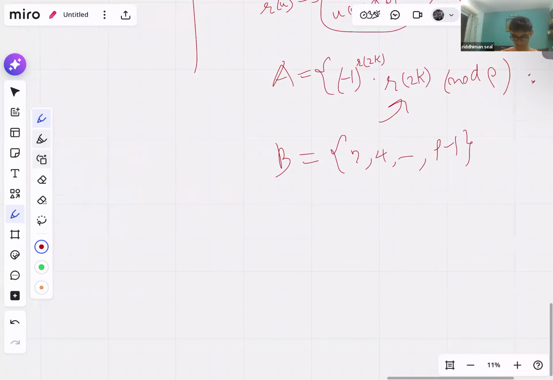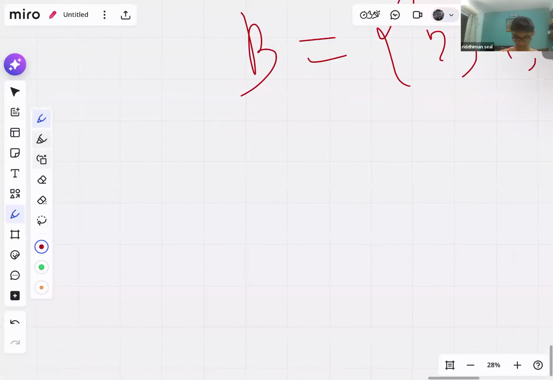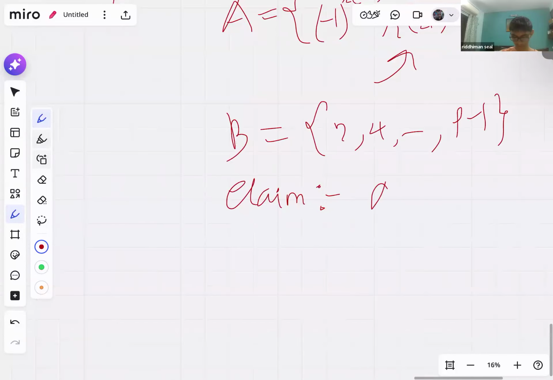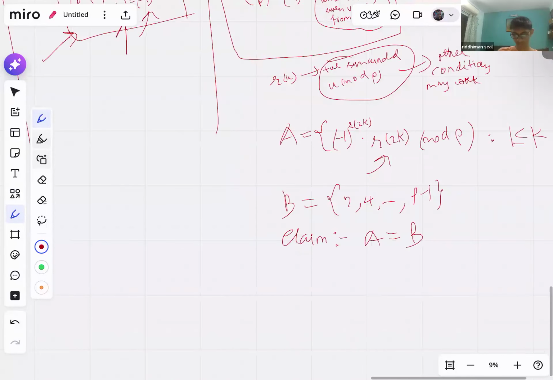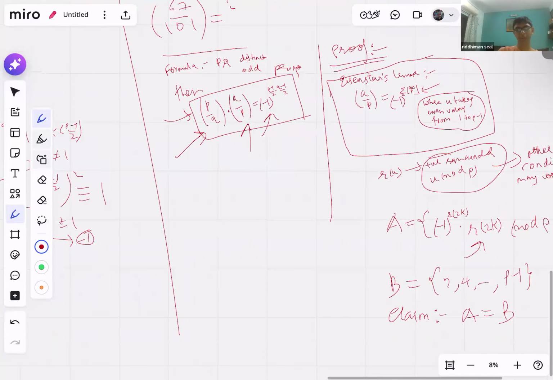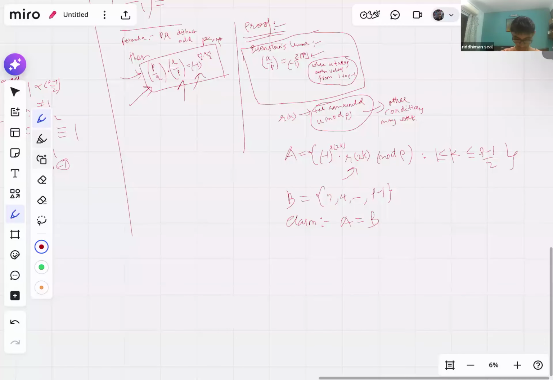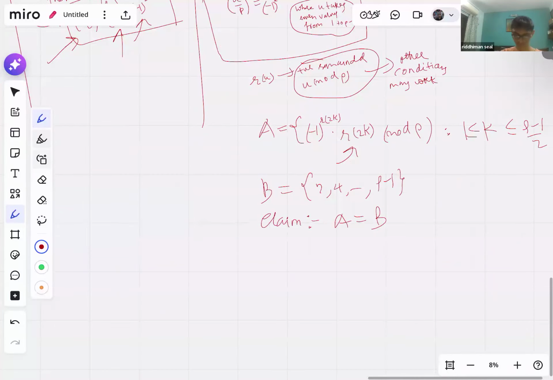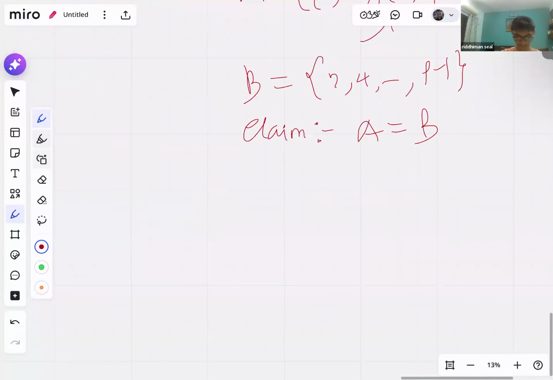Nice. So the claim is that A is equal to B. The sets are equal. And okay, motivation. This is very unmotivated. As I work out this proof, you will realize why this works, and that is sort of magical. I will talk about it a bit more after we are finished with this.